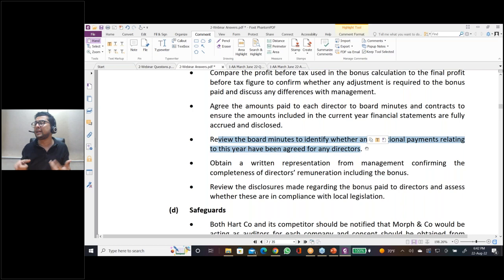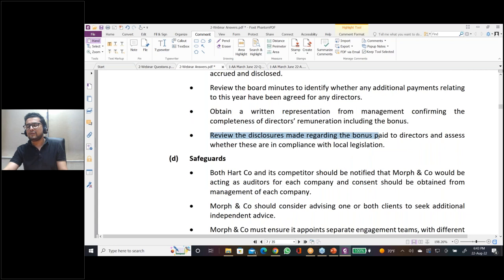I could obtain the written representation in this case from the management: please write it up for me. Give me the written representation that the director's remuneration includes the bonus and it's complete and you have not missed out anything. Last but not the least, you will review the disclosures made by the client in relation to the bonus. Make sure that it is in line with the local legislation along with the IFRS.